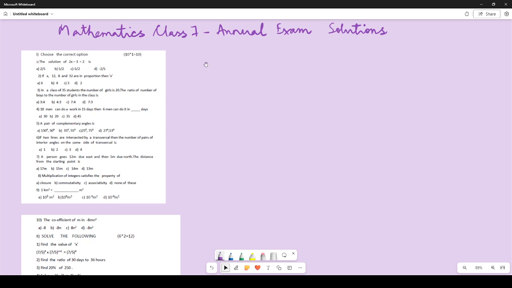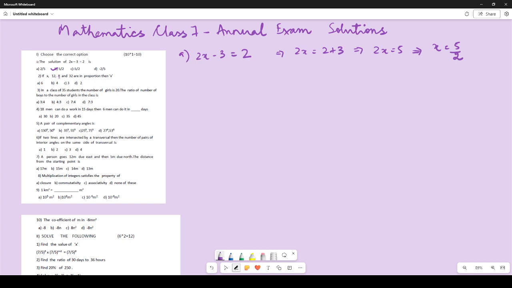Let us check out the first question, which is choose the correct option. These were all MCQs, so let us check them out. The solution of 2x minus 3 equals 2 is, so over here what we do, 2x minus 3 equals 2. So what does this imply? 2x is equal to 2 plus 3. Remember, when minus 3 moves over to this side, it becomes plus 3. So this implies 2x equals 5, and this implies x equals 5 by 2. So this will be the correct answer.